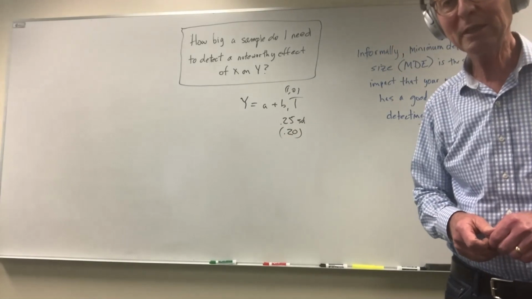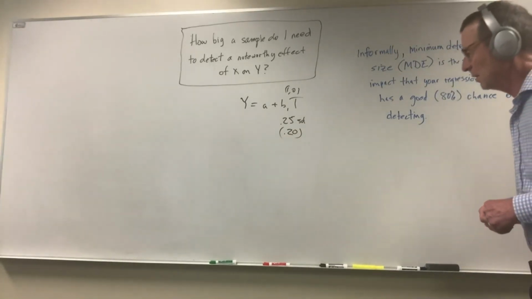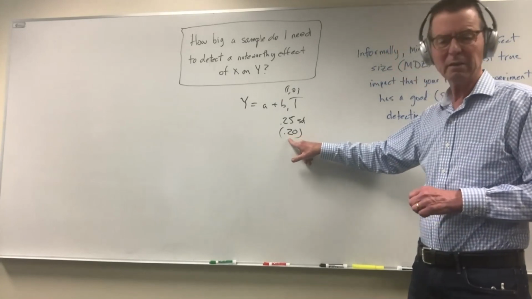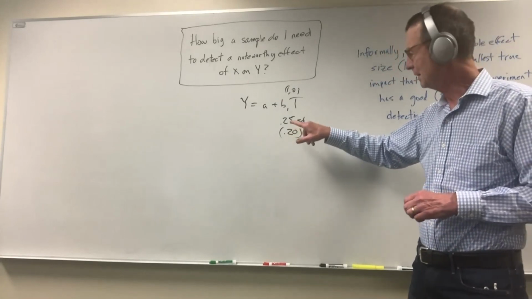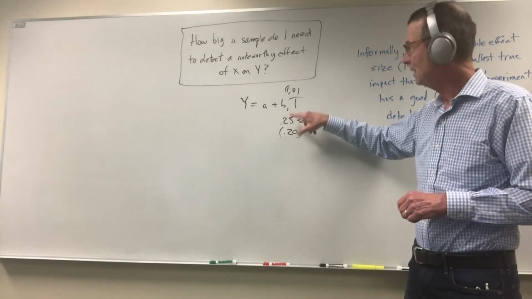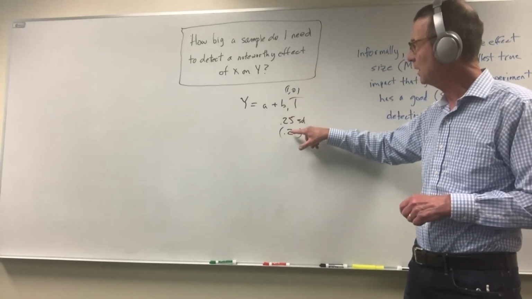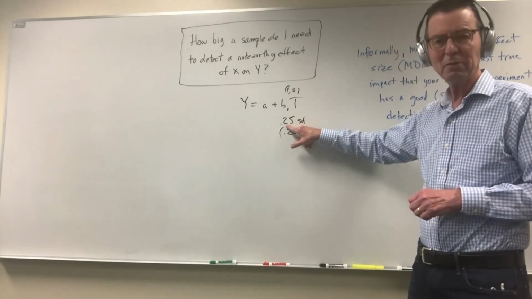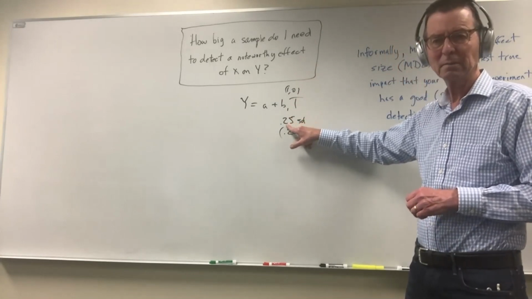Standard error is a function of sample size. The larger the sample size, the smaller the standard error. And so, in this case, you really want a sample that's big enough to detect a 0.25 standard deviation impact. And that's what power analysis is all about.